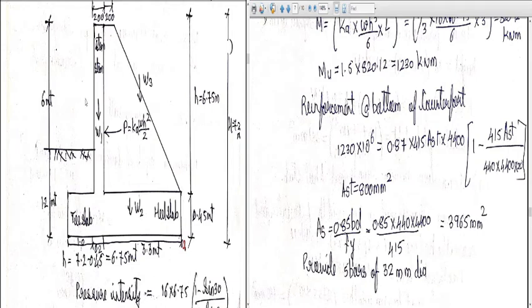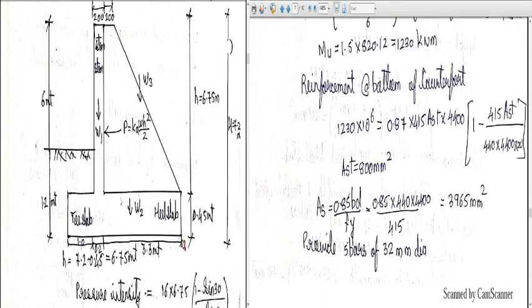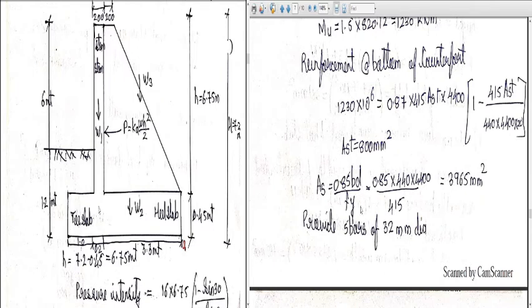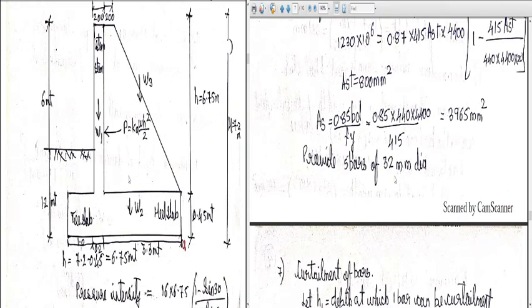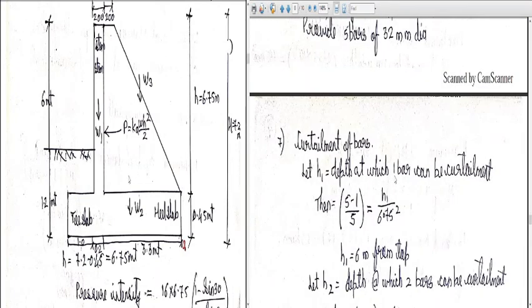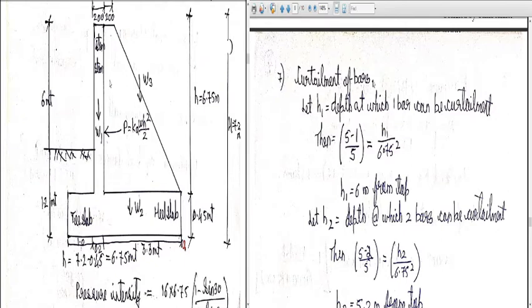So reinforcement at the bottom of the counterfort is to be provided. Making use of Mu = 0.87 fy Ast d (1 − Ast fy / (b d fck)), and substituting, we got the area of steel. Then the area of steel is 0.85 b d / fy, 0.85 into 440 into 4400 divided by 415, which is 3965 mm square. So we provide 5 bars of 32 mm diameter. Now let us see the next part, that is curtailment of bars.